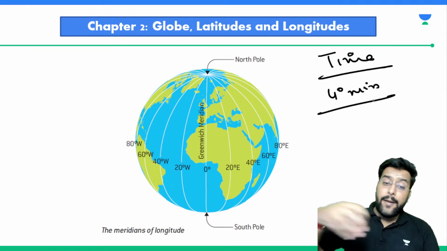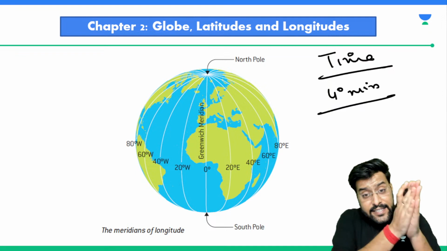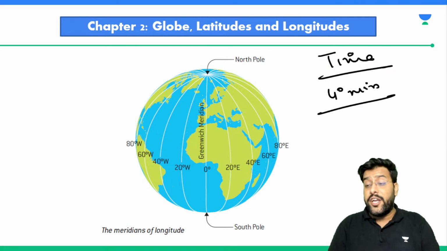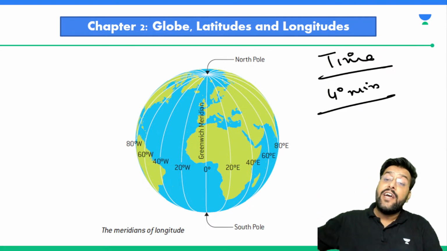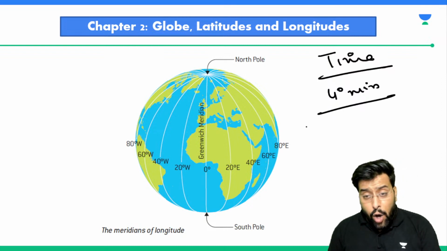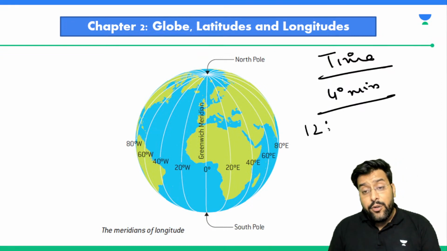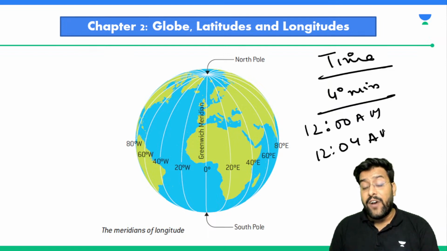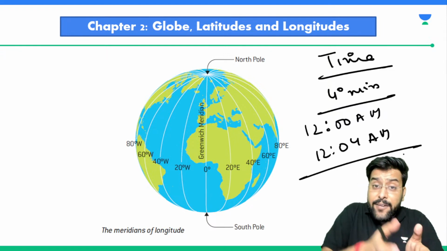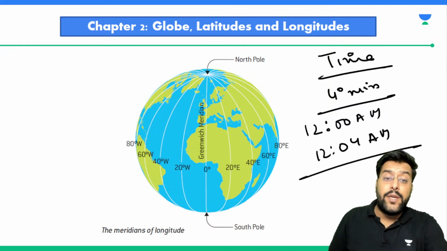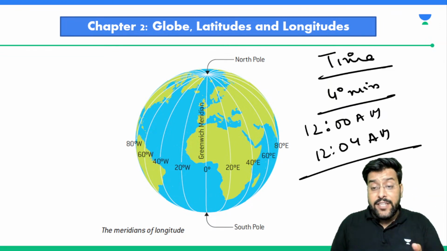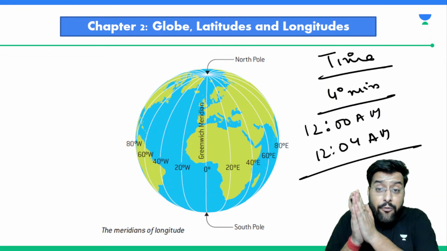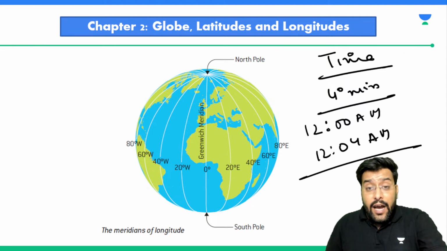For example, me and my friend: I was standing at 0 degree longitude and he was standing at 1 degree longitude. If on my watch it was 12 AM, on his watch the exact timing should be 12:04 AM. Why? Because he is at 1 degree difference from me, and that 1 degree difference brings out 4 minutes difference.